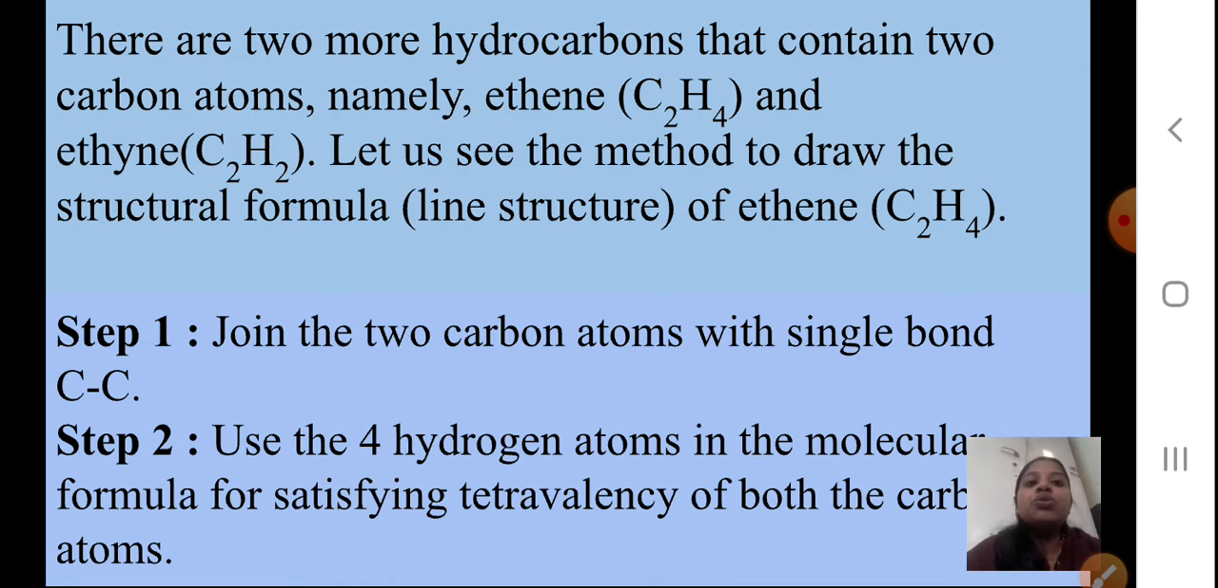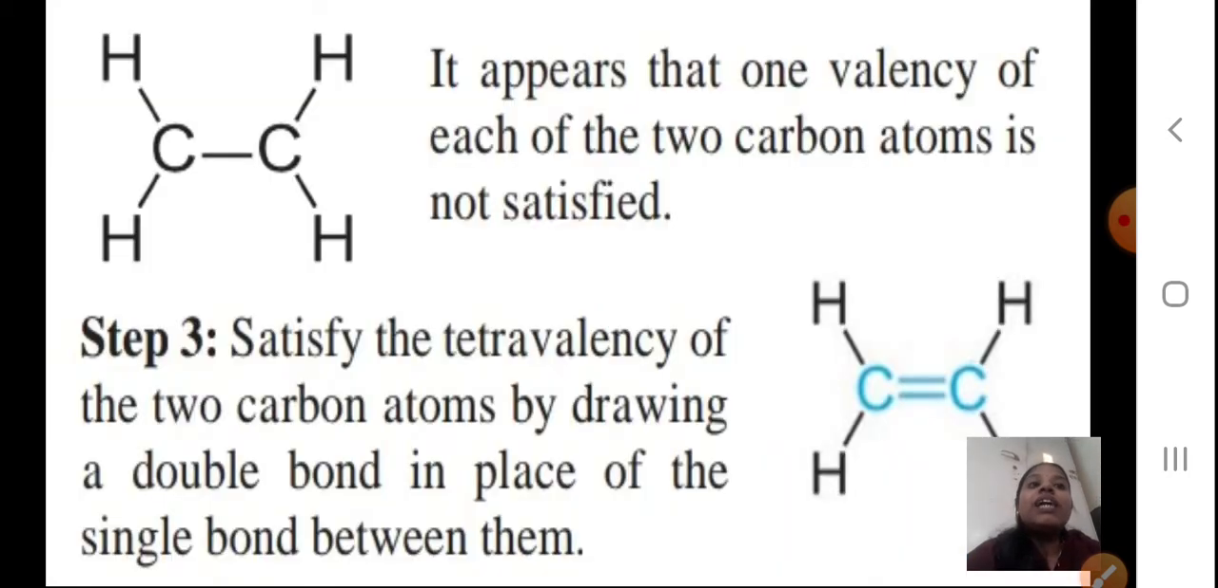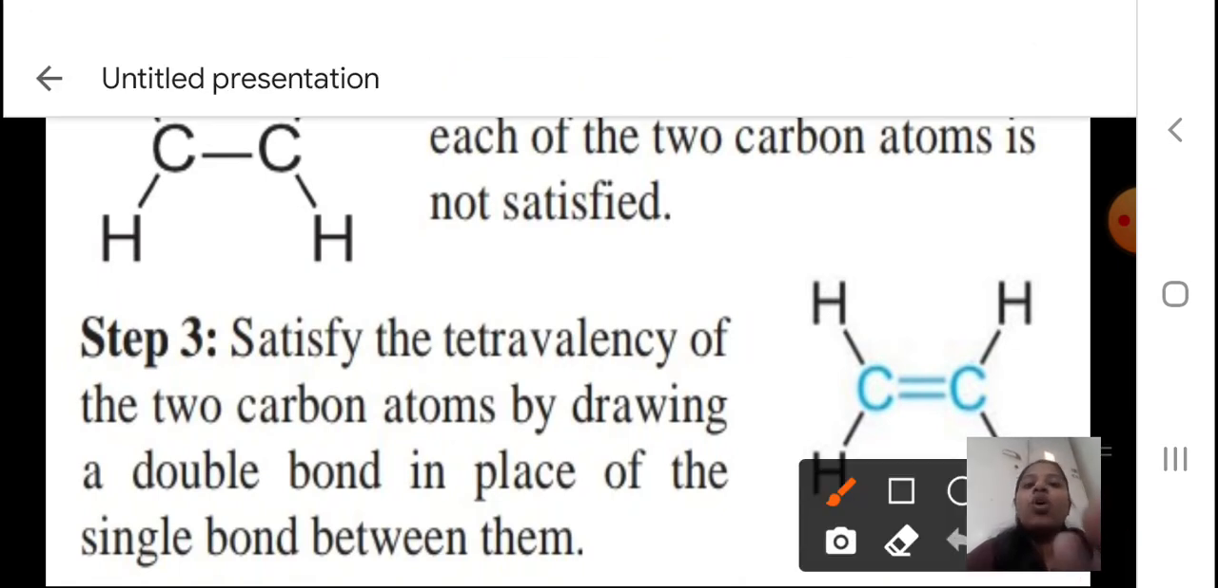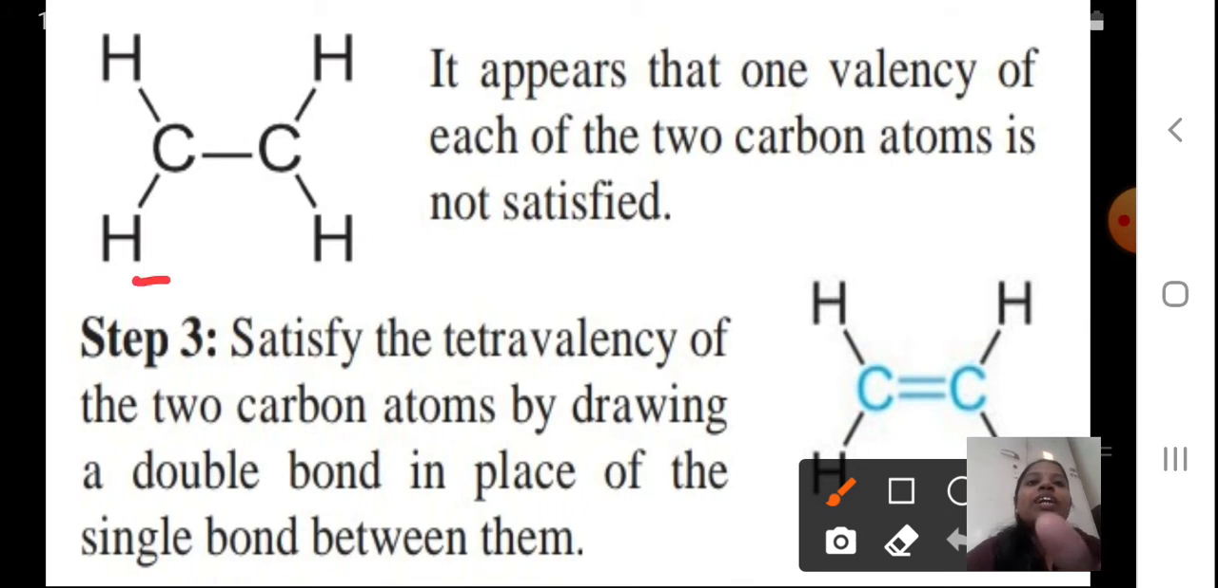Okay, first we are going to join the 2 carbon atoms with the single bond, C-C. Use the 4 hydrogen atoms in the molecular formula for satisfying tetravalency of both the carbon atoms. Okay students, so we'll just see. It appears that one valency of each of the 2 carbon atoms is not satisfied. So if you see, when we follow step 1 and 2, you get this structure.